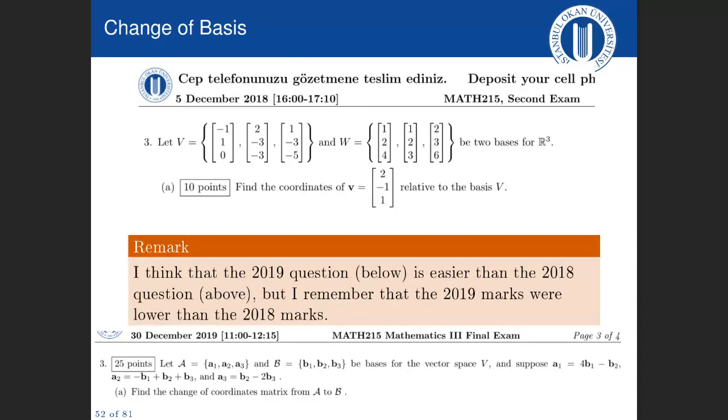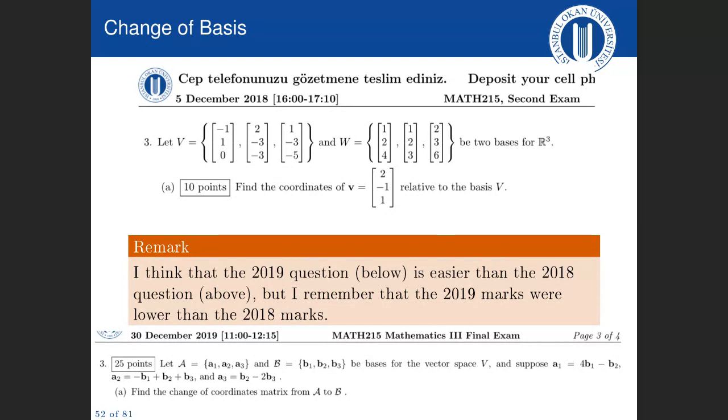Now, of these two questions, I think that the 2019 question was easier than the 2018 question. But I remember that in 2019, the marks that we gave to students were much lower than we gave in 2018. And the only reason I can think is the students in 2019 only studied the previous year's exam. They knew how to solve the type of question which was asked 1 year earlier, but they didn't know how to solve the other type of question.